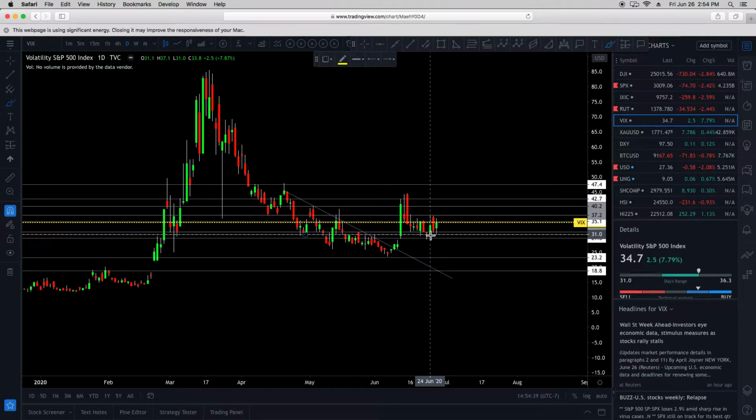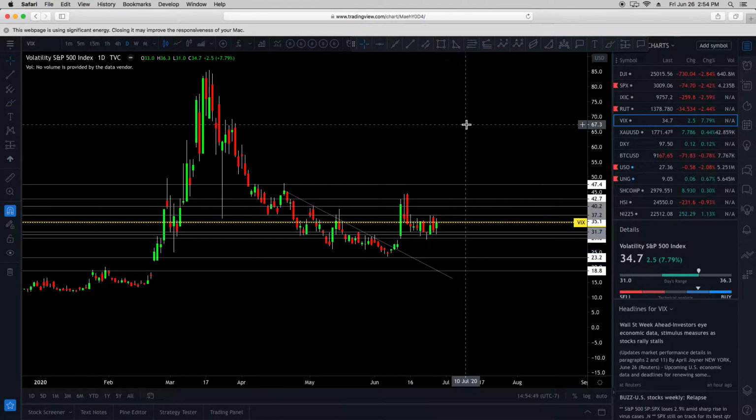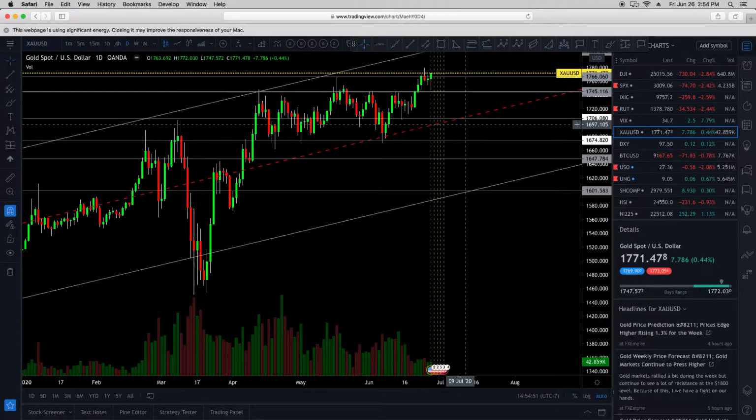What happens in the next month? If we keep getting infections, maybe this might go up. If not, we could come down and test this trend line support on the bottom. Okay, let's try and move it along here. All right, here.